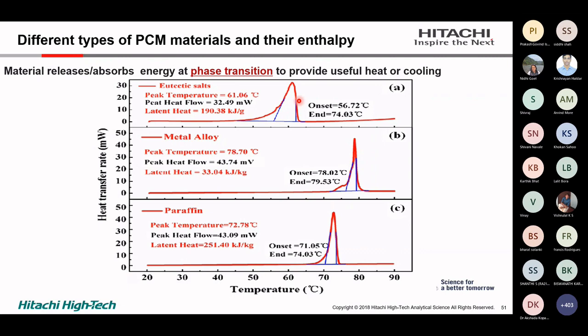Now you can see over here, 3 different types of phase changing materials are shown: eutectic salt, metal alloys, and paraffin. You can see here the enthalpy which is liberated, the melting, which is seen over here in case of each material. Now, this enthalpy is very critical for people devising the application of this PCM material.